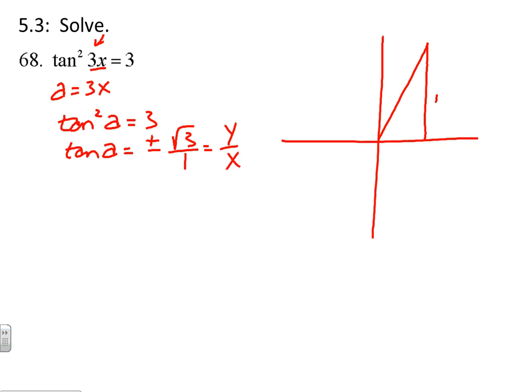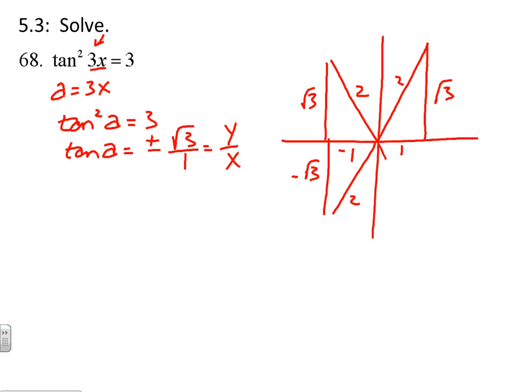Seems like we're kind of specializing in this triangle today. That could happen in any of these places. And again, we quickly realize those are 60-degree angles. So those are my solutions. But let's take a look. What are we looking for? One revolution? Nope, we're looking for all the solutions.